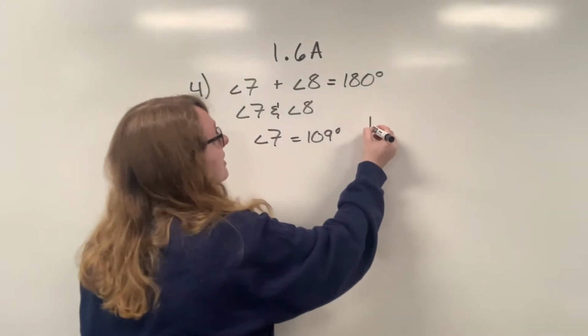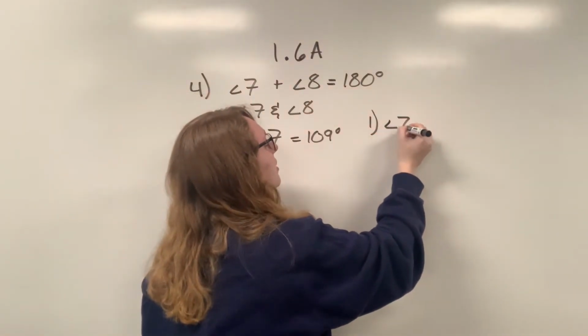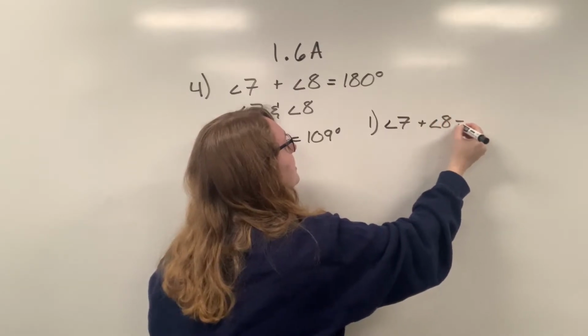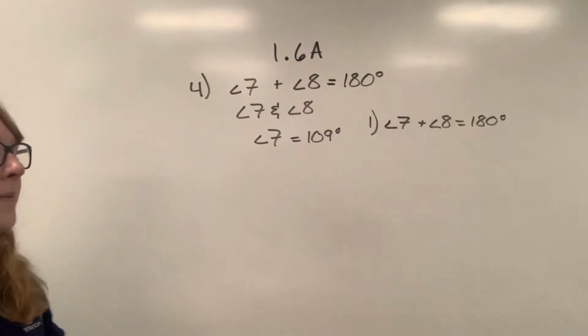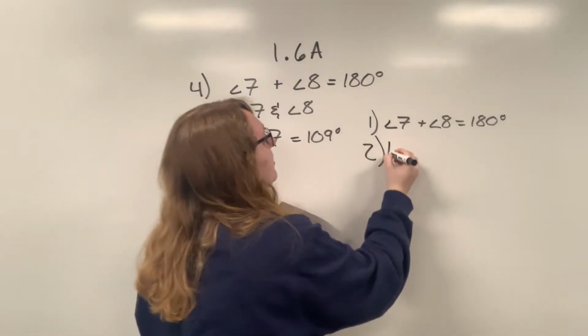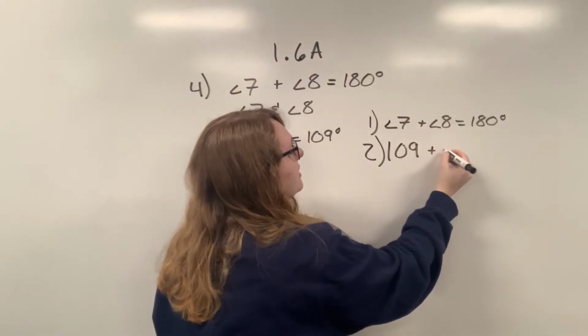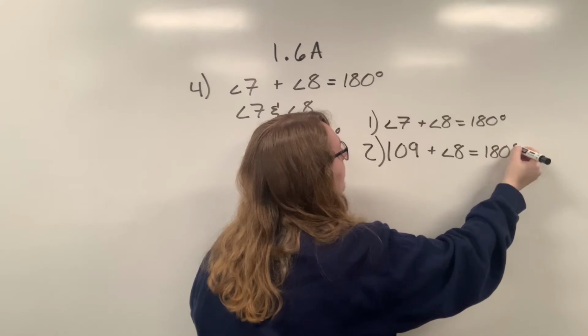First step, we gotta set it up. So we have angle 7 plus angle 8 is equal to 180 because they are supplements, okay? Step 2, we plug in what we know. We know that angle 7 is 109 degrees plus angle 8 is equal to 180, okay?